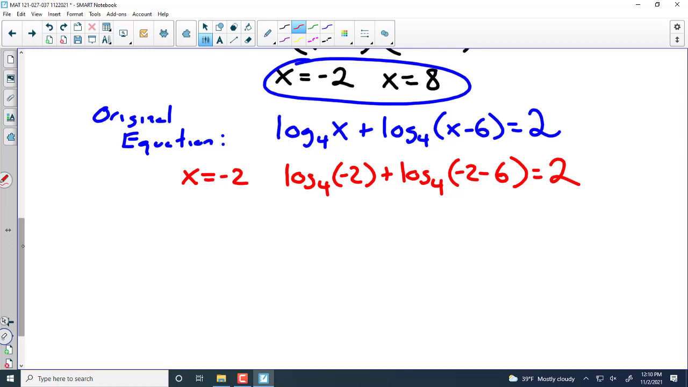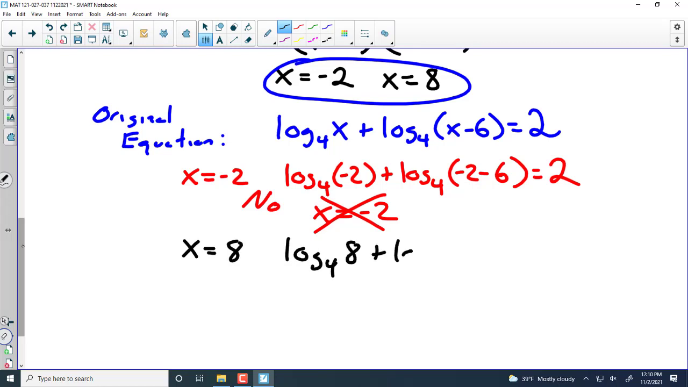Is that okay? Can we take the logarithm of a negative number? We cannot. x cannot be -2. If I plug 8 in there, I am not checking every little detail. I'm just making sure that I never take the logarithm of a negative number or 0. If you look at that, is there any point in there where I take the logarithm of a negative number or 0? No, 8 is cool.